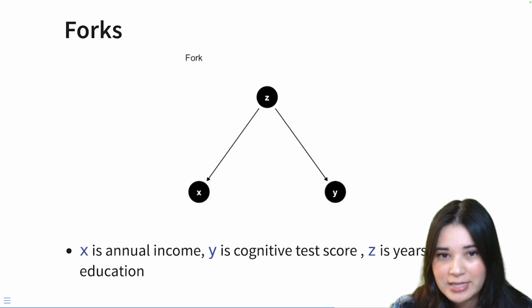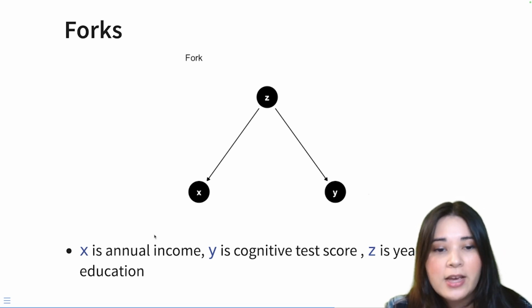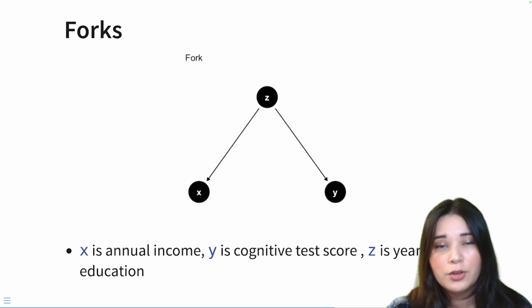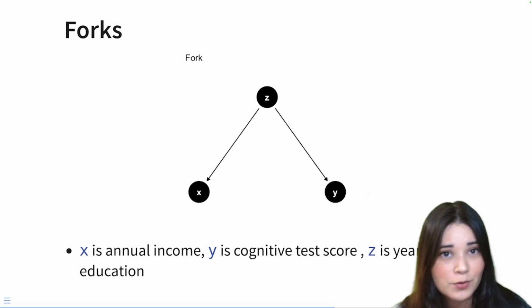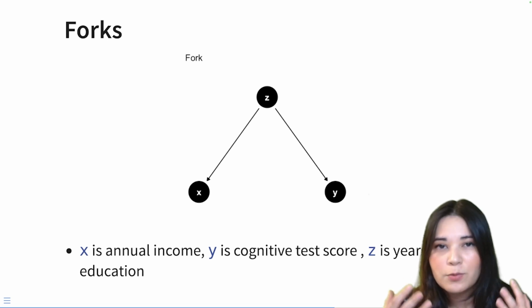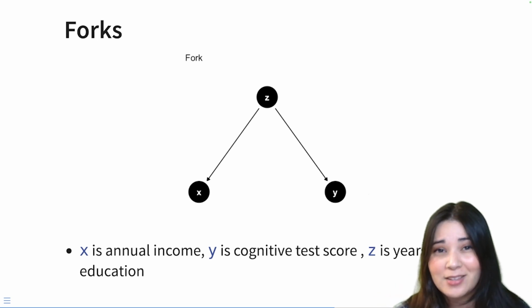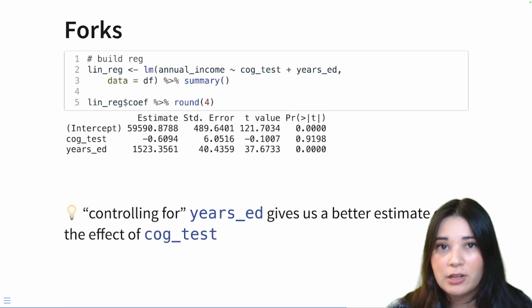But we do see that there's a confounding variable, in this case years of education, that causes both X and Y. The word confounding is really useful here because it tells us that the presence of Z is causing an association between X and Y that's not causal. So how do we handle it? Are we just screwed? The answer is no.